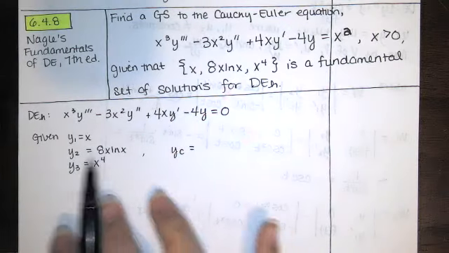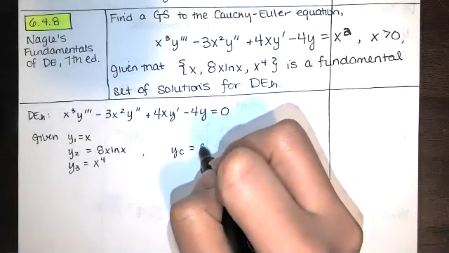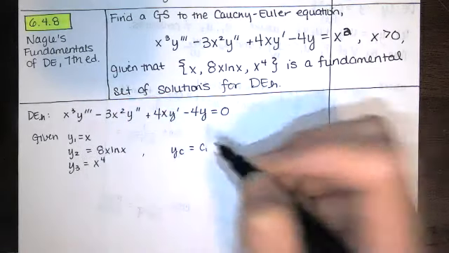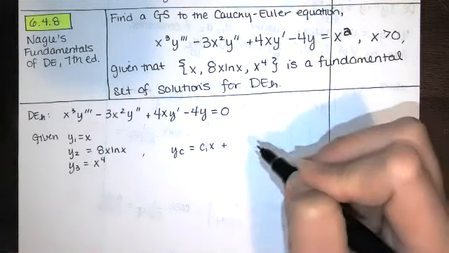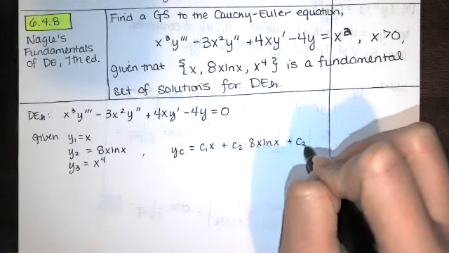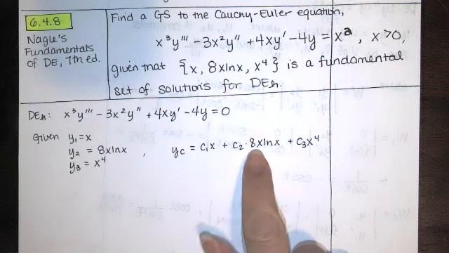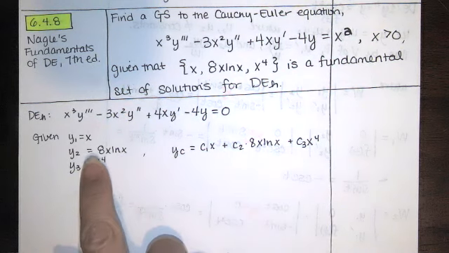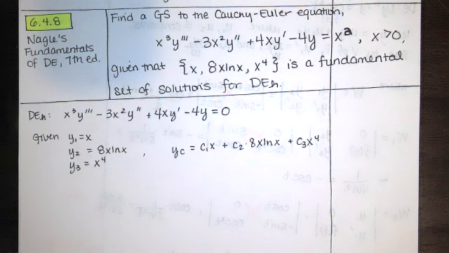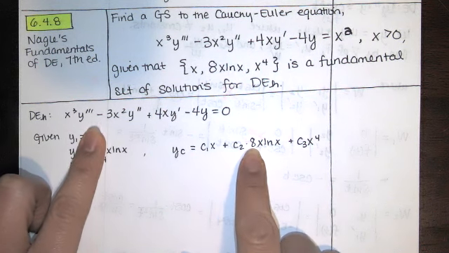Now, y sub c will be c1y1 plus c2y2 plus c3y3. But remember, c1, c2, and c3 are constants. So we could use the y1, y2, and y3 that they gave us. We could use c1x plus c2 times 8x natural log of x plus c3 times x to the fourth. We could do that, but we really don't need this 8, because if 8x times natural log of x is a solution to this equation, so is x natural log of x. A constant times 8 is just a different constant.